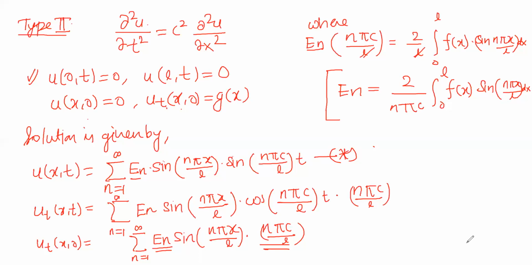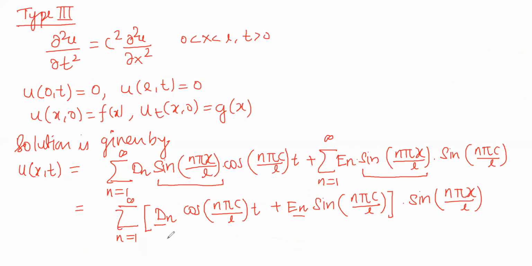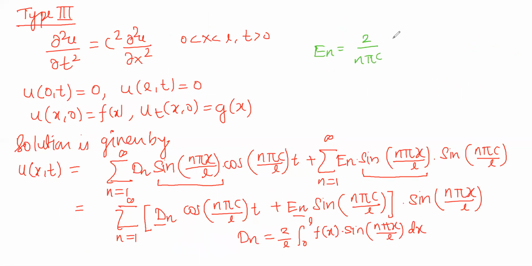Now let me write down this Dn and En once again. What is Dn basically? Dn was perfect. It was nothing but 2 upon L integral 0 to L f(x) into sin(n pi x upon L) dx, while En was a little different. En was nothing but 2 upon n pi c times integral 0 to L f(x) into sin(n pi x upon L) dx. So we are now ready with 3 types.